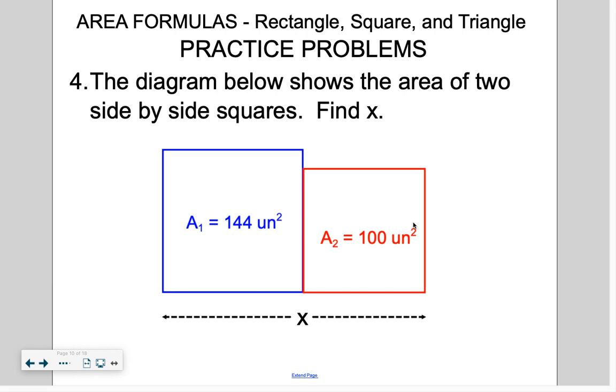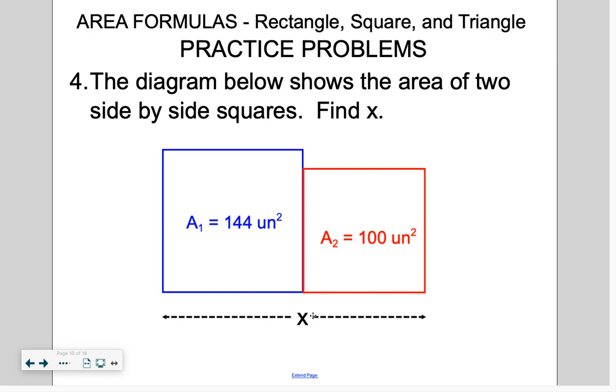So the diagram below shows the area of 2 side-by-side squares. You're being asked to find x. So it looks like the area of the blue square is 144 square units, and the area of the red square is 100 square units. And as far as these little 1s and 2s, that's just to denote shape 1 or shape 2 or area 1, area 2. They have no mathematical meaning outside of that.